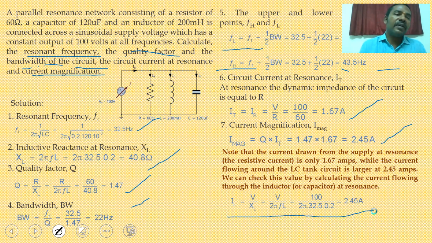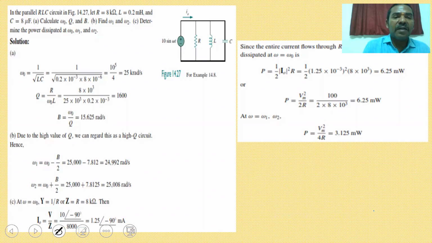So coming to the next problem. Here a parallel circuit is there. The value of voltage given is 100 sin omega t. R, L, C are connected in parallel. So you have to calculate omega naught, Q, bandwidth, omega 1, omega 2, and you are also calculating the power dissipation. Power dissipation means resistive power you have to calculate for the frequencies omega naught, omega 1 and omega 2.